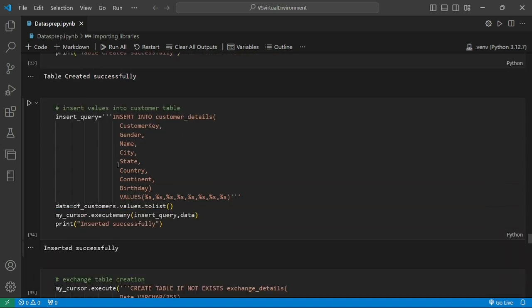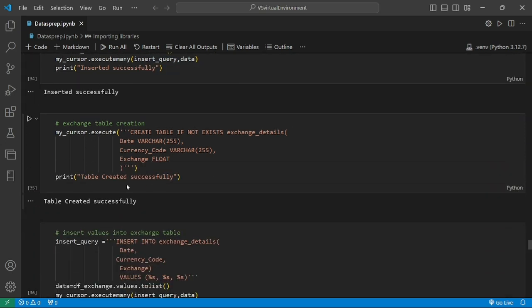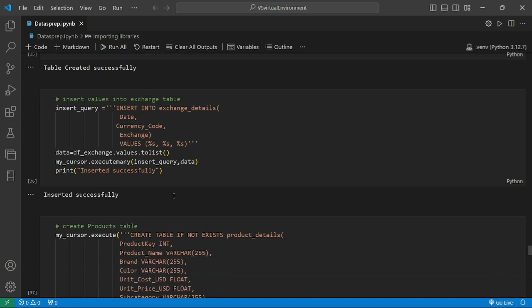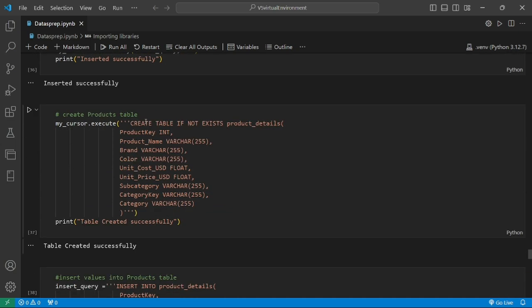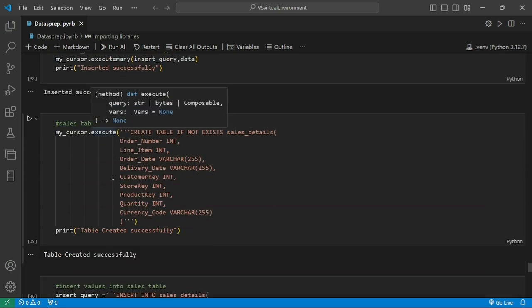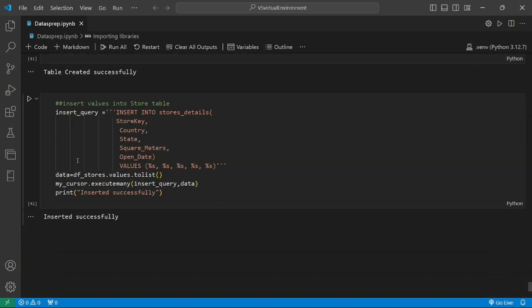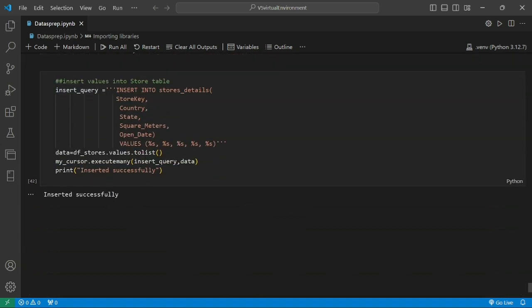It's a data frame. We take the data frame and convert the values to a list of lists. Then insert query and data. Afterwards we create the exchange table with the same method, then product details, then sales details, and afterwards the store tables also. Now we have inserted all the cleaned data into SQL.